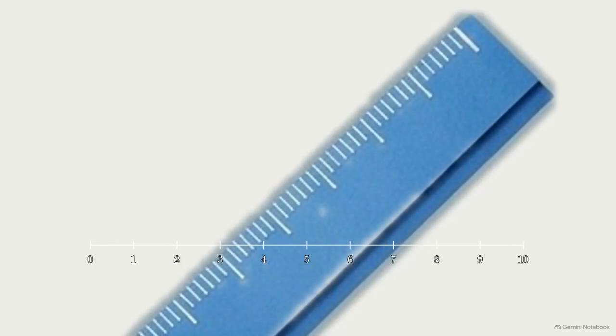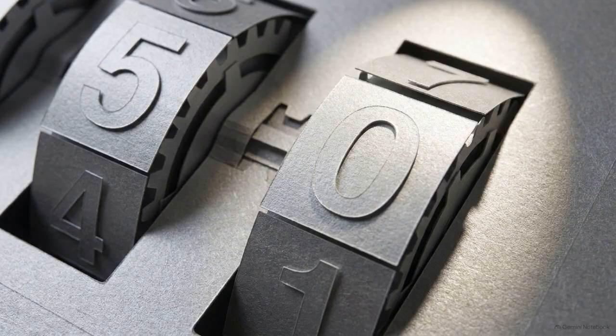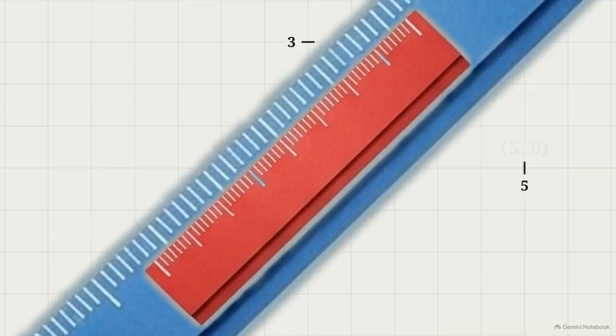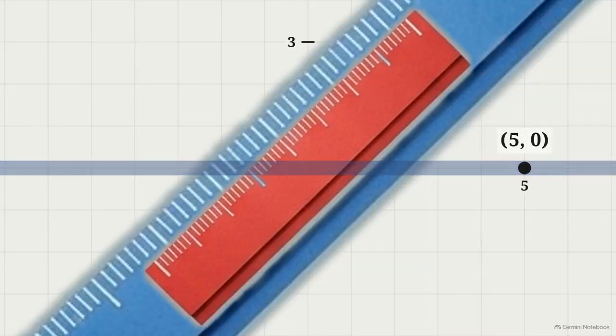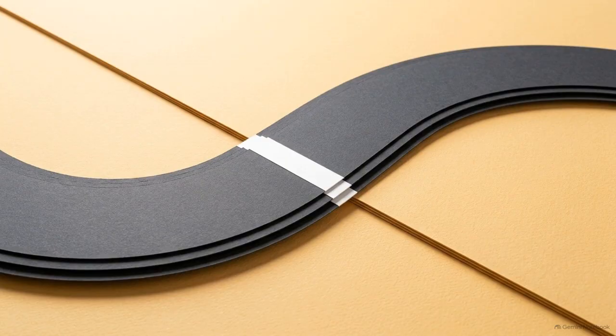Sometimes a toy sits directly on a ruler. In this diagram, notice that the toy train sits on the horizontal ruler at the number 5. Because it isn't moving up or down at all, its coordinate is 5, 0. Whenever a point has a 0 in its password, it is sitting right on the ruler. A point like 5, 0 lives on the x-axis. A point like 0, 3 lives on the y-axis. Calculus looks for these specific intercepts to figure out exactly where a path crosses the 0 line.